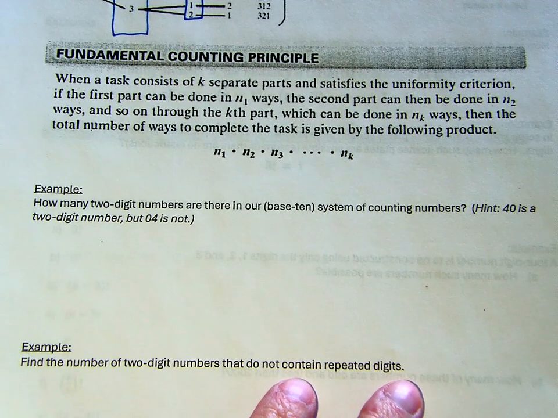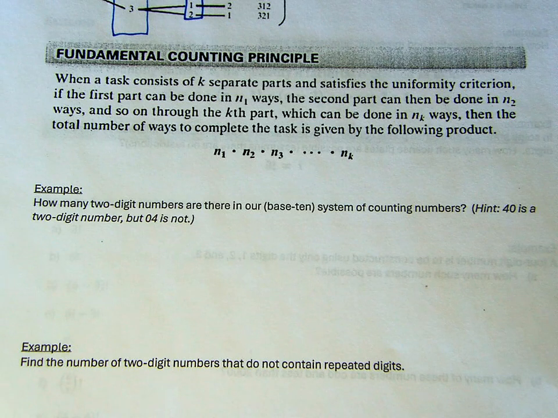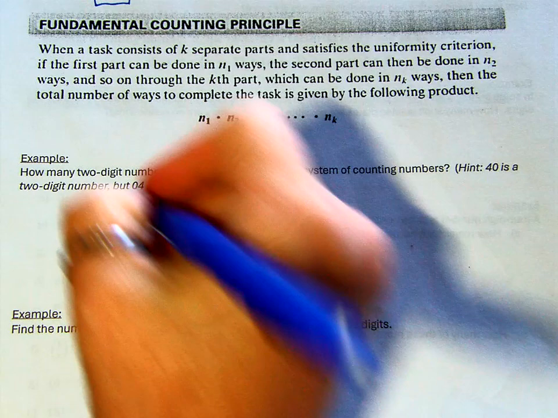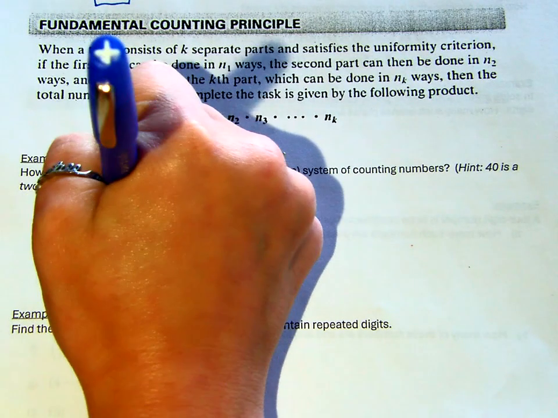Let me zoom out just a tick over here. All right, how many 2-digit numbers are there in our base 10 system of counting numbers? Hint, 40 is a 2-digit number, but 04 is not. We don't consider 04 a 2-digit counting number, even if we put that 0 out there, it doesn't work. And so if it's 2 digits, then we're going to have our first digit and our second digit.